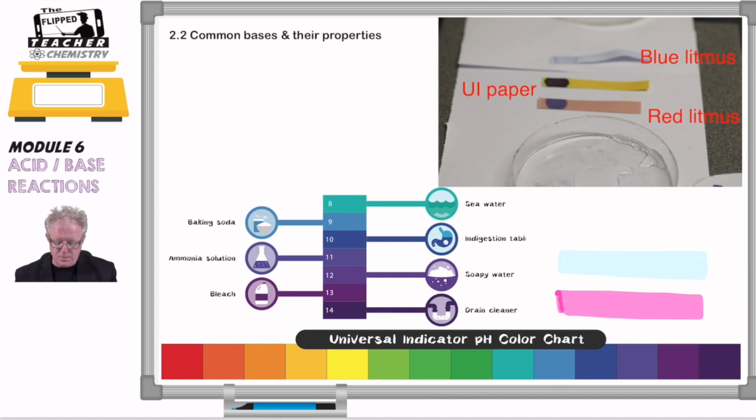But what about the red? What about our red litmus paper? Well, we found by looking at the video that it actually turns blue. So pretty much blue in base. Blue litmus stays blue, red litmus turns blue.